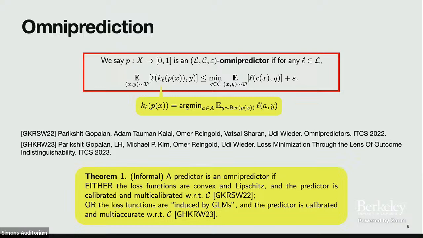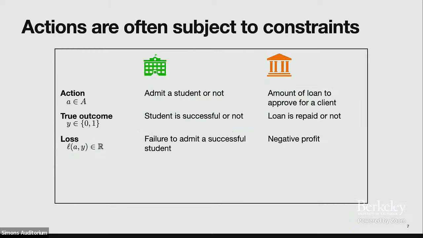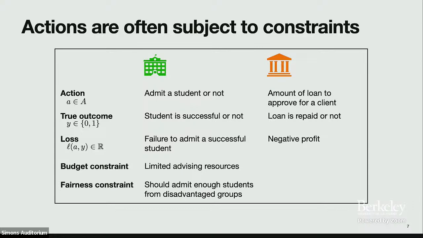If we try to apply Omniprediction in practice, we realize that many problems are not just loss minimization. They also require constraint satisfaction. For example, in the admission setting, we may have a budget constraint which limits the number of students we can admit. And we may also have fairness constraints because some demographic groups have been historically discriminated against, and we want to take affirmative actions to admit a fair number of students from those groups. Such constraints also apply to the loan application setting.